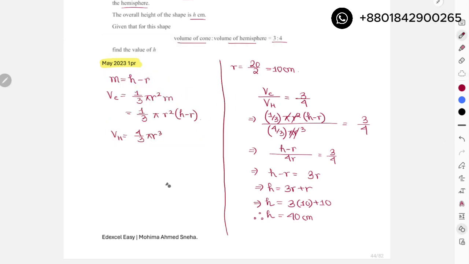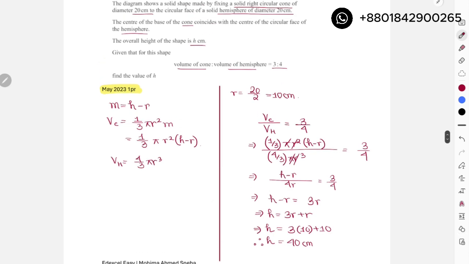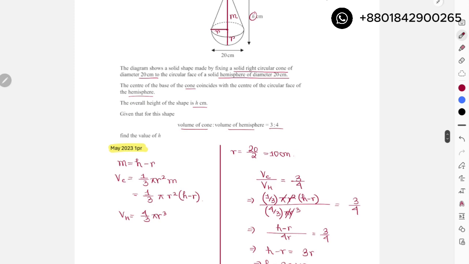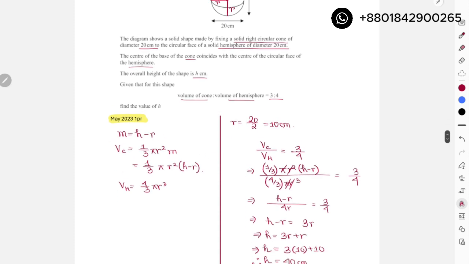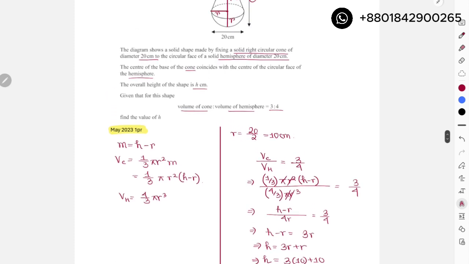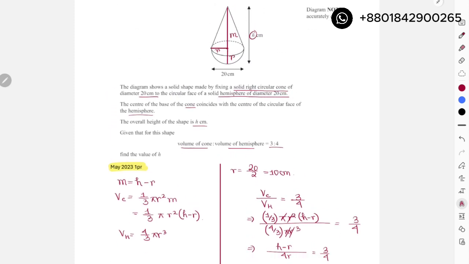This is the total working that you need to do for this question. It was a little tricky because you have to understand that you need to express the height of the cone in terms of h and r, but other than that, the process was quite straightforward, right? We found the expressions for the volume of the cone and hemisphere and used their ratios to find the value for the unknown height, the total height of the entire shape. So this is it for this question.